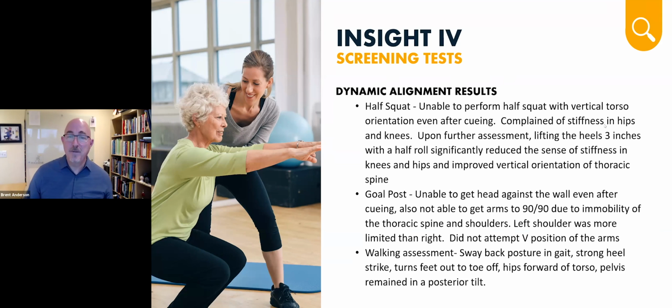So she complained of stiffness in her hips and knees while doing the half squat. Upon further assessment, I put a 3-inch lift underneath her heels, like a half roll, and it significantly reduced the sense of stiffness in her knees and hips and improved her vertical orientation of thoracic spine. So I want you thinking about, why would raising the heels decrease the stress in her hips and knees and improve her vertical alignment of her torso, right? Sort of a cool outcome there.